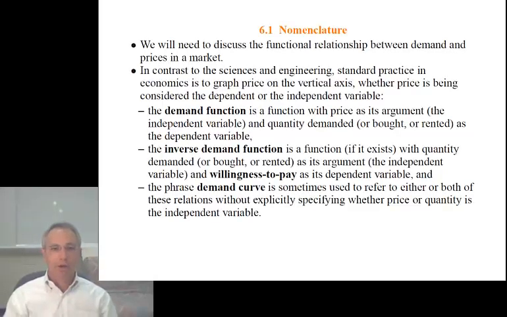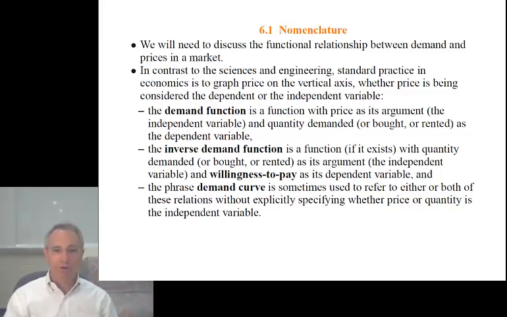First, nomenclature. We're going to need to discuss the functional relationship between demand and prices in a market. In contrast to the sciences and engineering, in economics, it's standard to graph price on the vertical axis of a graph, whether the price is being considered to be the dependent or the independent variable. Economics also refers to a demand function as a function with price as its argument, in other words, the independent variable, and quantity demanded or bought or rented, as the case may be, as the dependent variable.